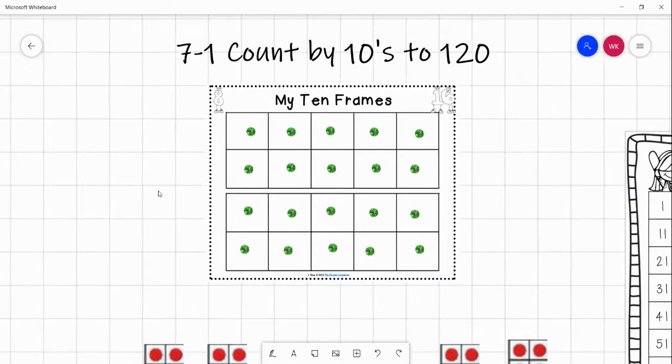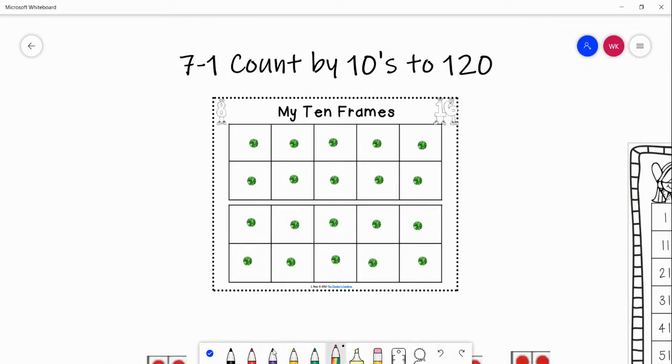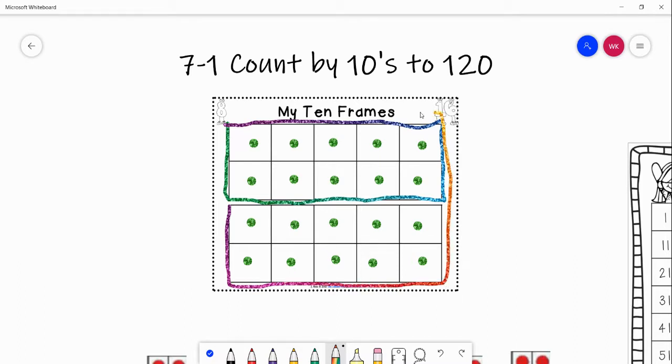So the first thing that I'm going to show you guys is my tens frame. We have two tens frames right here. If you have one group of 10, how many do you have? 10, right? If you have one group of 10, you have 10 counters. Now, what would two groups of 10 be? It would be 20, right? So one group of 10 is 10, two groups of 10 is 20, and let's move on.